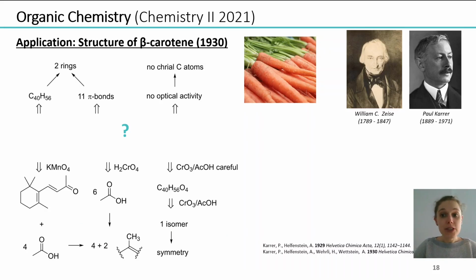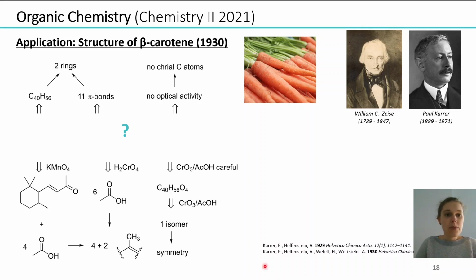And we will now finish this lecture with an application. Here I would like to present how the structure of beta-carotene was elucidated already several years ago. It is a nice application, as at that time the oxidation of the carbon-carbon double bond was very helpful for elucidating the structure of beta-carotene. What was known about this compound?